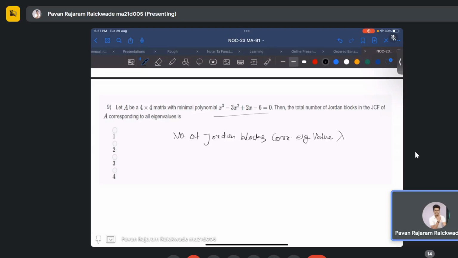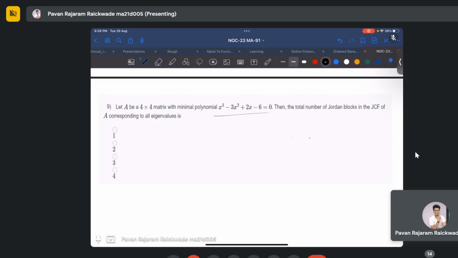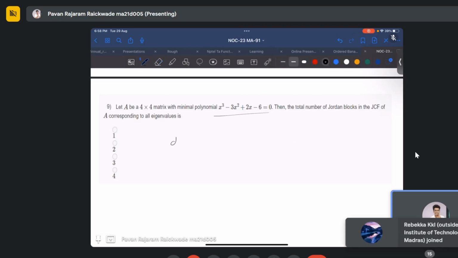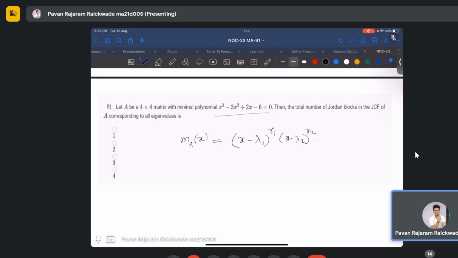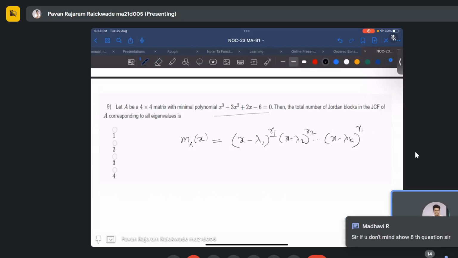No, but no, I don't think so. No. So repeat the question one. No, something is wrong. What I want to ask is, see, you can write the minimal polynomial. See, MA of lambda. This is the minimal polynomial. It will be something like this: x minus lambda 1 to the power r1, then x minus lambda 2 to the power r2, until x minus lambda k to the power rk. Right, where lambda i's are distinct roots, and r1, r2, rk are algebraic multiplicities. Sorry, not algebraic multiplicity. This is just degree.